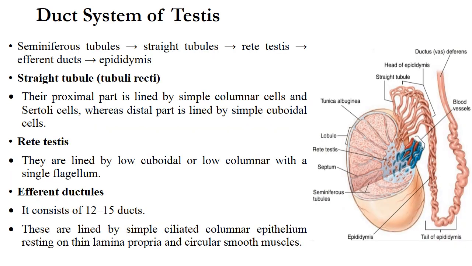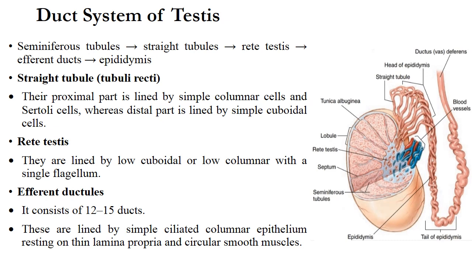The seminiferous tubules drain into straight tubules and then into the efferent ducts. So the seminiferous tubules will continue as straight tubules. The terminal part of the seminiferous tubule is known as the straight tubule. They will form the network known as rete testis. Rete testis will continue as highly convoluted efferent ductules, and the efferent ductules will continue with the head of the epididymis.